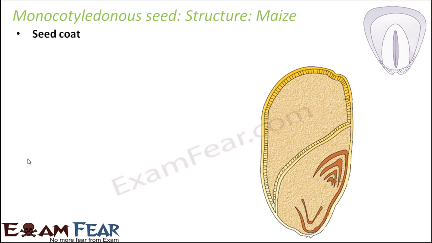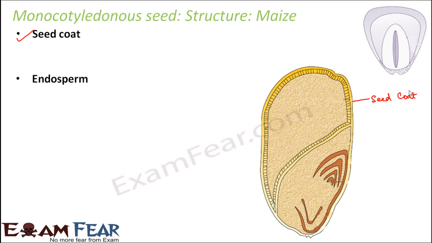So here also we will have a seed coat. In this picture I have shown the longitudinal view of a seed. This is the longitudinal view of the seed, and this is how an entire maize grain would look. The first part is, obviously, the seed coat, the outermost layer. It is nothing but a covering, and it will ensure protection.